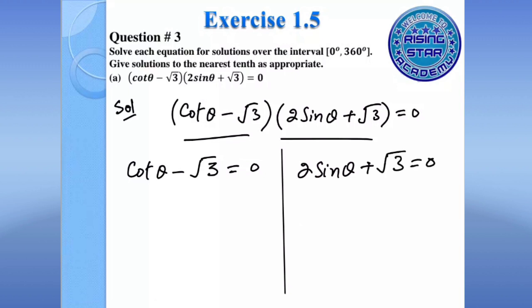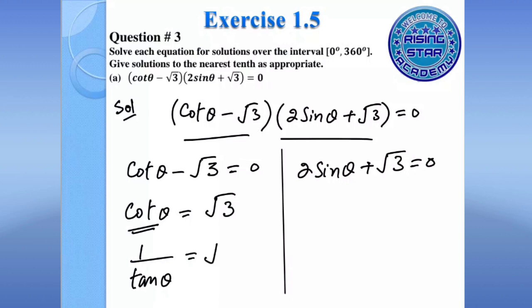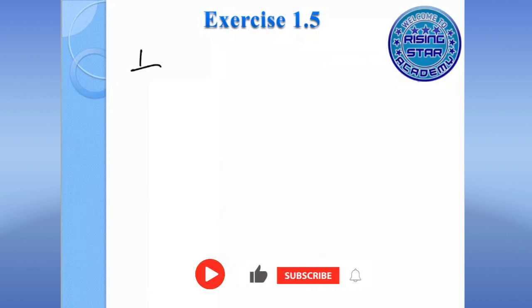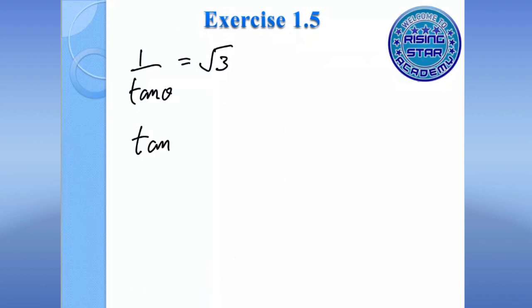Now I will take root 3 to the other side. Our calculator is in tan mode, not in cot form, so I would replace cot theta with tan theta. So 1 over tan theta is equal to root 3. Now I will take the reciprocal, so tan theta would be equal to 1 over root 3.